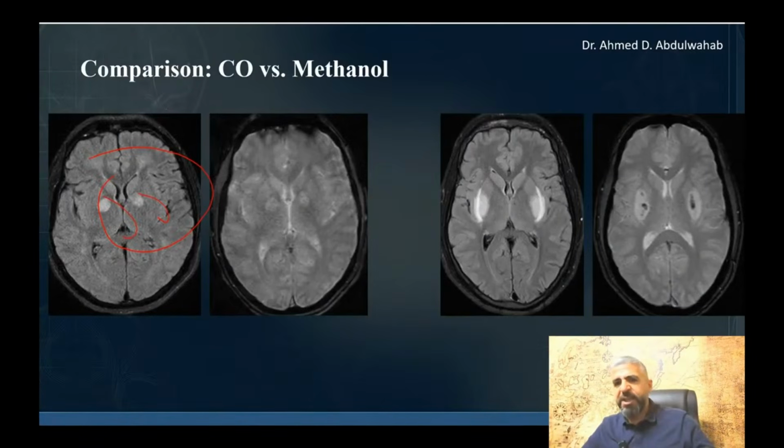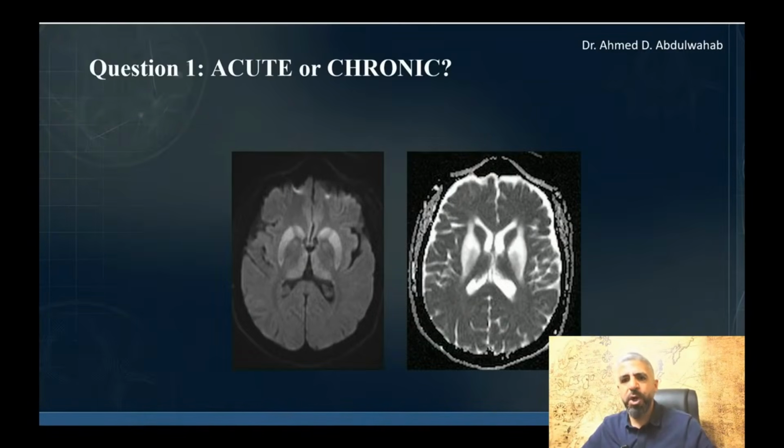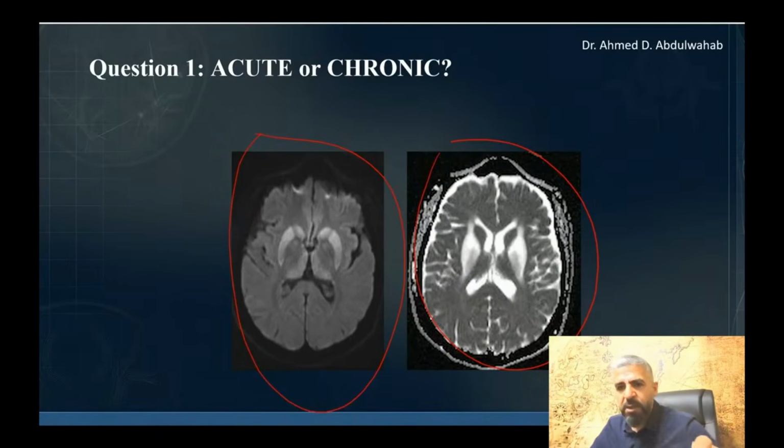Are you ready for flash round number 1? It's the acuity check. Question, acute or chronic? This is the diffusion weighted imaging and this is the ADC map. Acute or chronic? The ADC, it's not black. Is this an acute event with restricted diffusion? And of course, the correct answer is no.